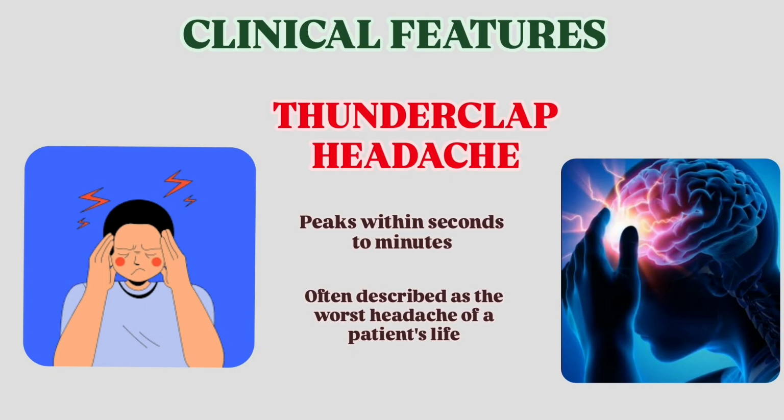Coming to the clinical features of subarachnoid hemorrhage, it is characterized by a thunderclap headache. It is basically described as the worst headache of a patient's life, and it often peaks within seconds to minutes.